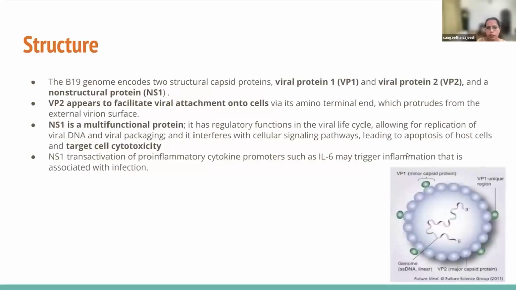Coming to the structure of the virus in a nutshell, it has two viral proteins, VP1 and VP2, and a non-structural protein called NS1. VP2 is important because it facilitates the viral attachment onto cells. And then the NS1 is a multifunctional protein. It has many regulatory functions in the viral life cycle. It is the main protein important in target cell cytotoxicity, and it activates pro-inflammatory cytokine promoters.